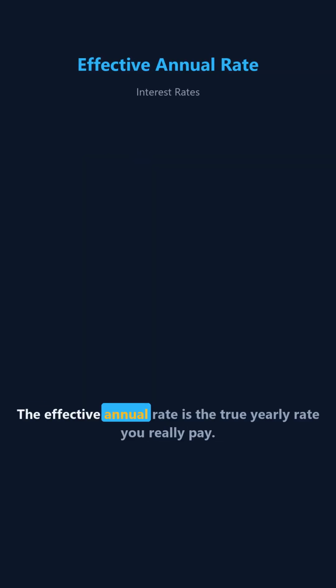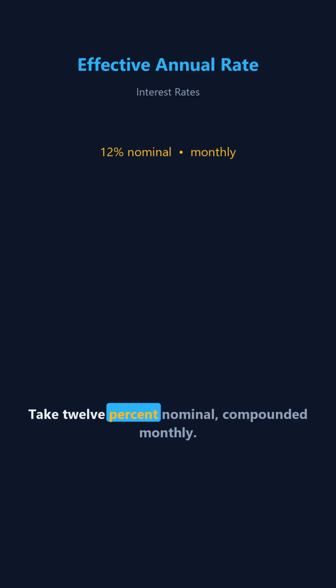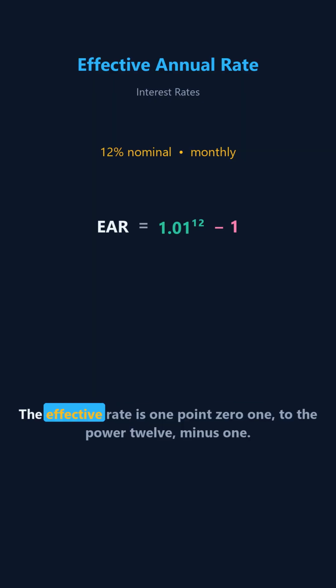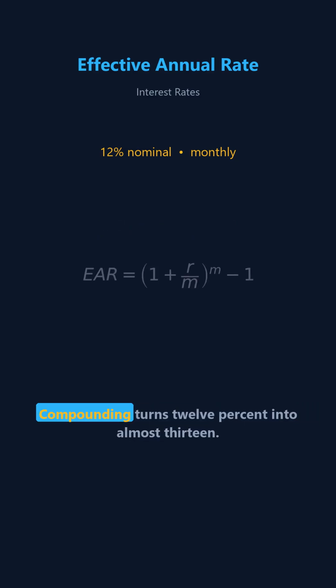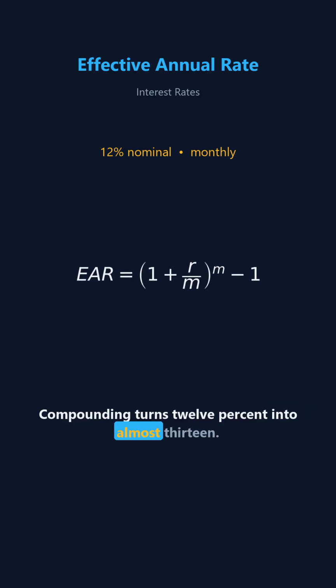The effective annual rate is the true yearly rate you really pay. Take 12% nominal, compounded monthly. The monthly rate is 1% over 12 months. The effective rate is 1.01 to the power 12 minus 1. That equals 12.68%, not just 12. Compounding turns 12% into almost 13.